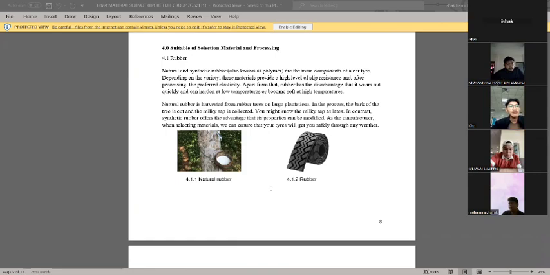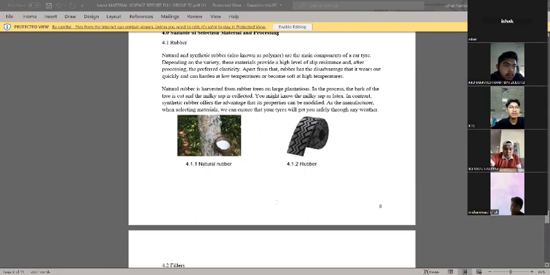Point number 4 is suitable selection of materials and processing. 4.1 is rubber. Natural and synthetic rubber, also known as polymer, are the main components of a car tire. Rubber has the disadvantage that it wears out quickly and can harden at low temperatures or become soft at high temperatures. Natural rubber is derived from rubber trees on large plantations. The bark of the trees is cut and the milky sap is collected. The milky sap is latex.